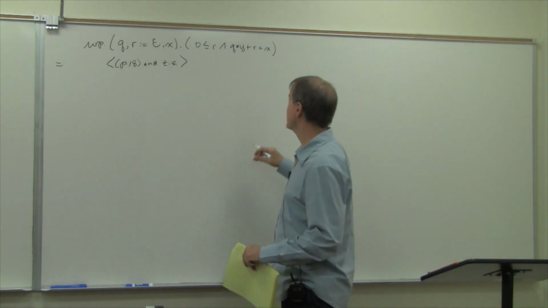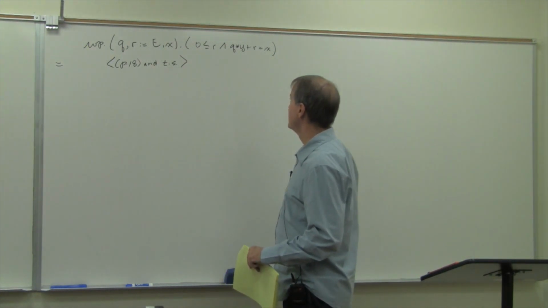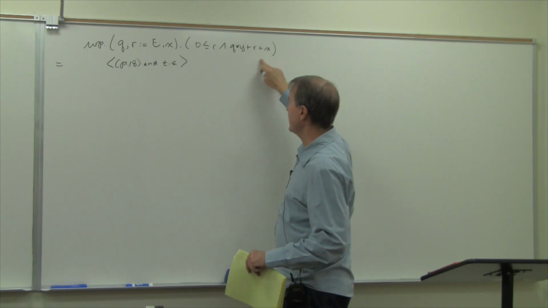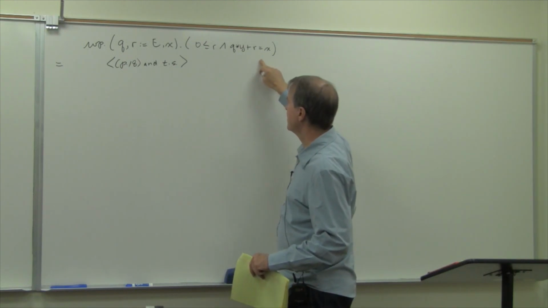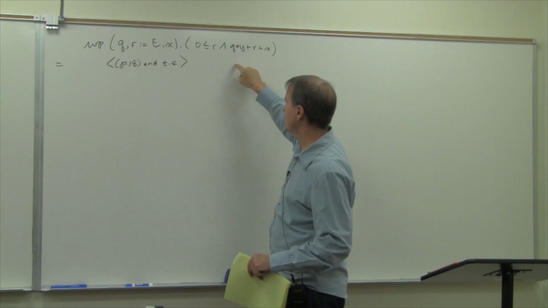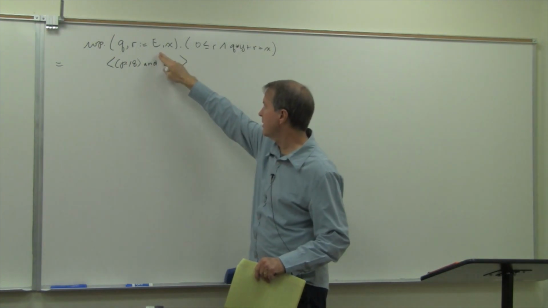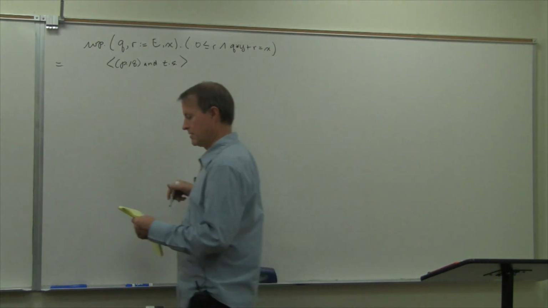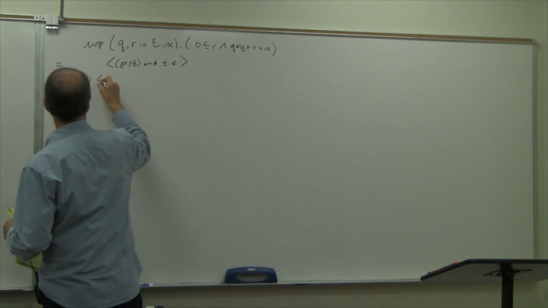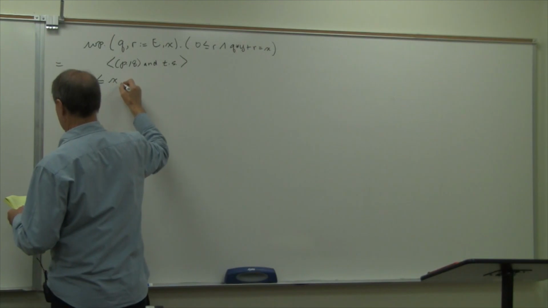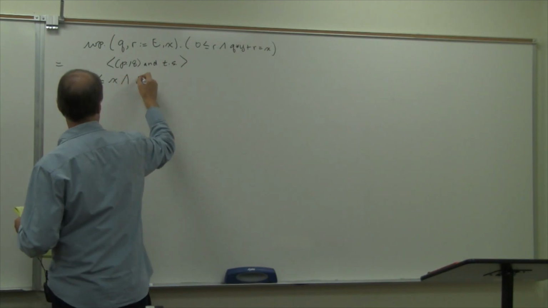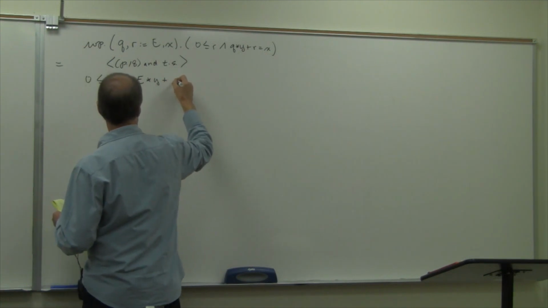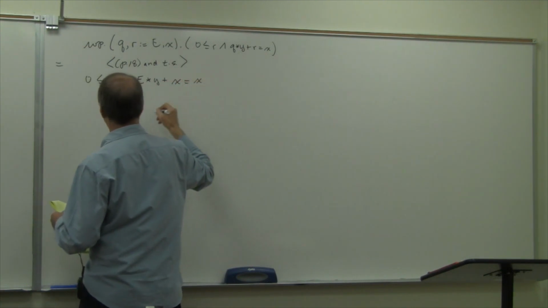What is this? What do we have to do? We just write this down, and everywhere there is a Q, we get e, so here, 0, and everywhere there's an R, we get x. So 0 is less than or equal to x, and e times y plus x equals x. So e times y equals 0.